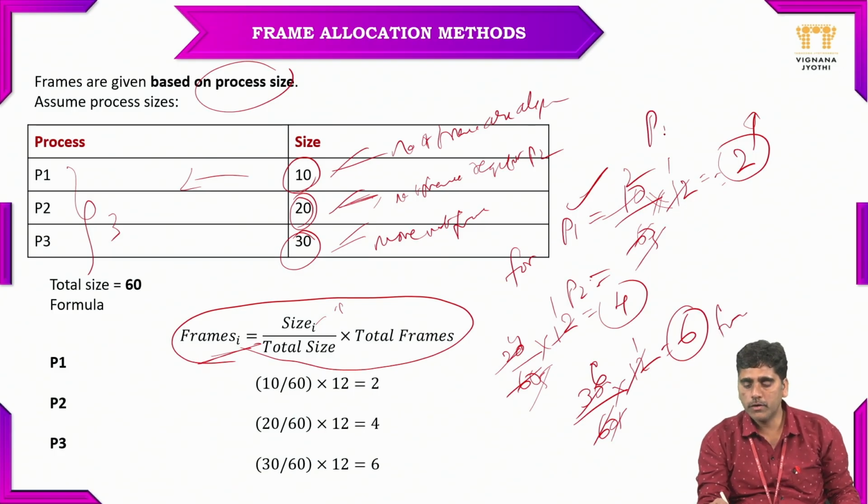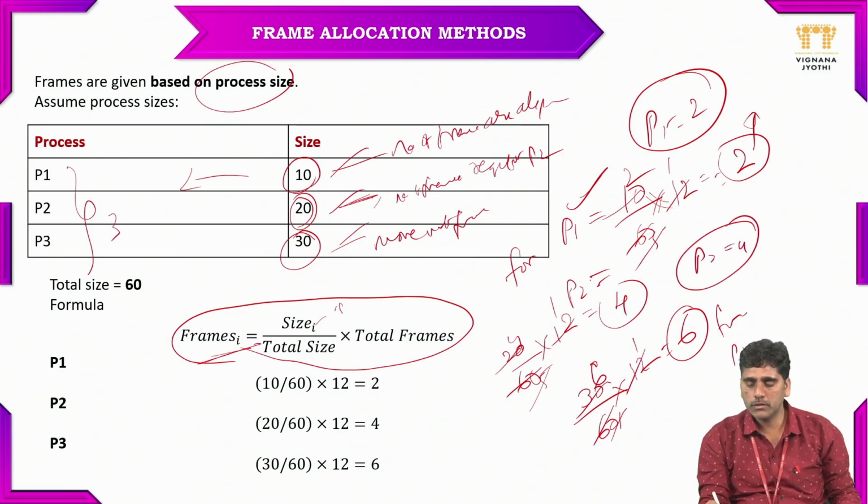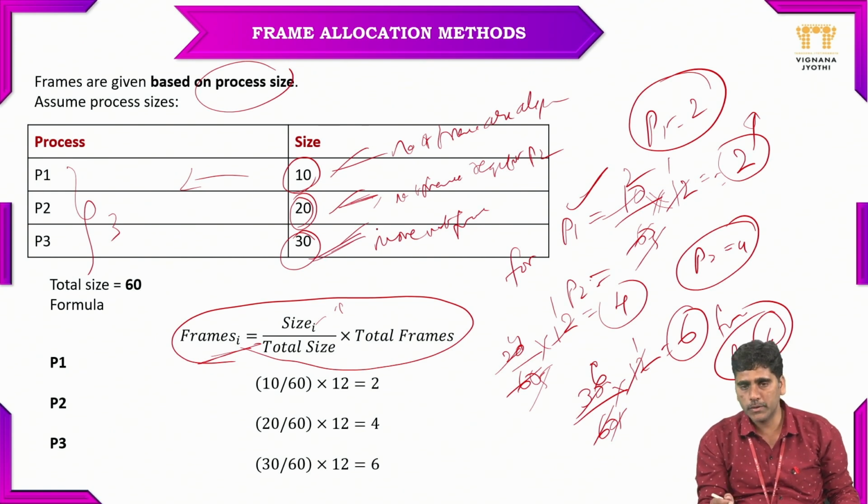So for P1, 2 frames are allocated. For P2, 4 frames are allocated. For P3, 6 frames are allocated. As per this proportional allocation method, if any process has more size, then it requires more frames. Because P3 has a higher size than P1 and P2, it requires more frames. That is why 6 frames are allocated.